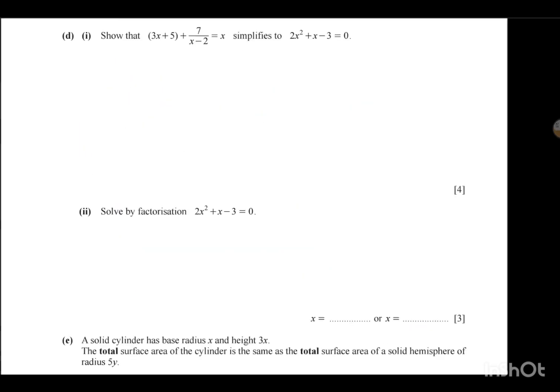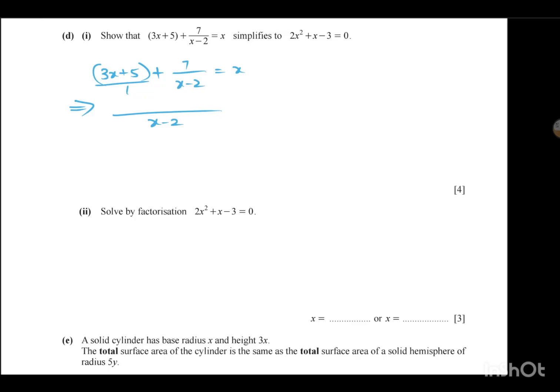Question number D. Show that 3x plus 5 plus 7 by x minus 2 is equal to x simplifies to 2x square plus x minus 3 is equal to 0. We take these expressions now as it is. 3x plus 5 plus 7 by x minus 2 is equal to x. Try to simplify them. Now this has the denominator 1, so LCM will be x minus 2.